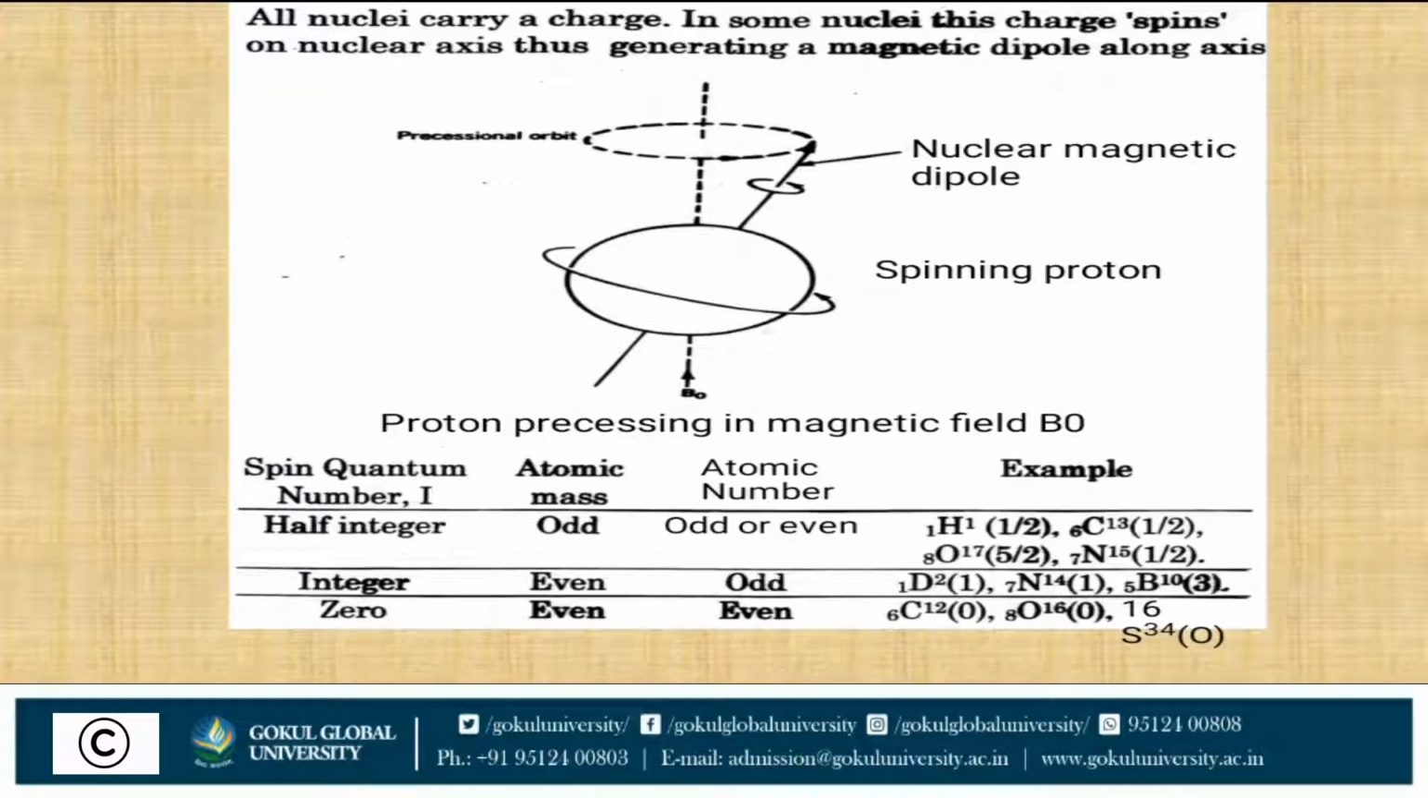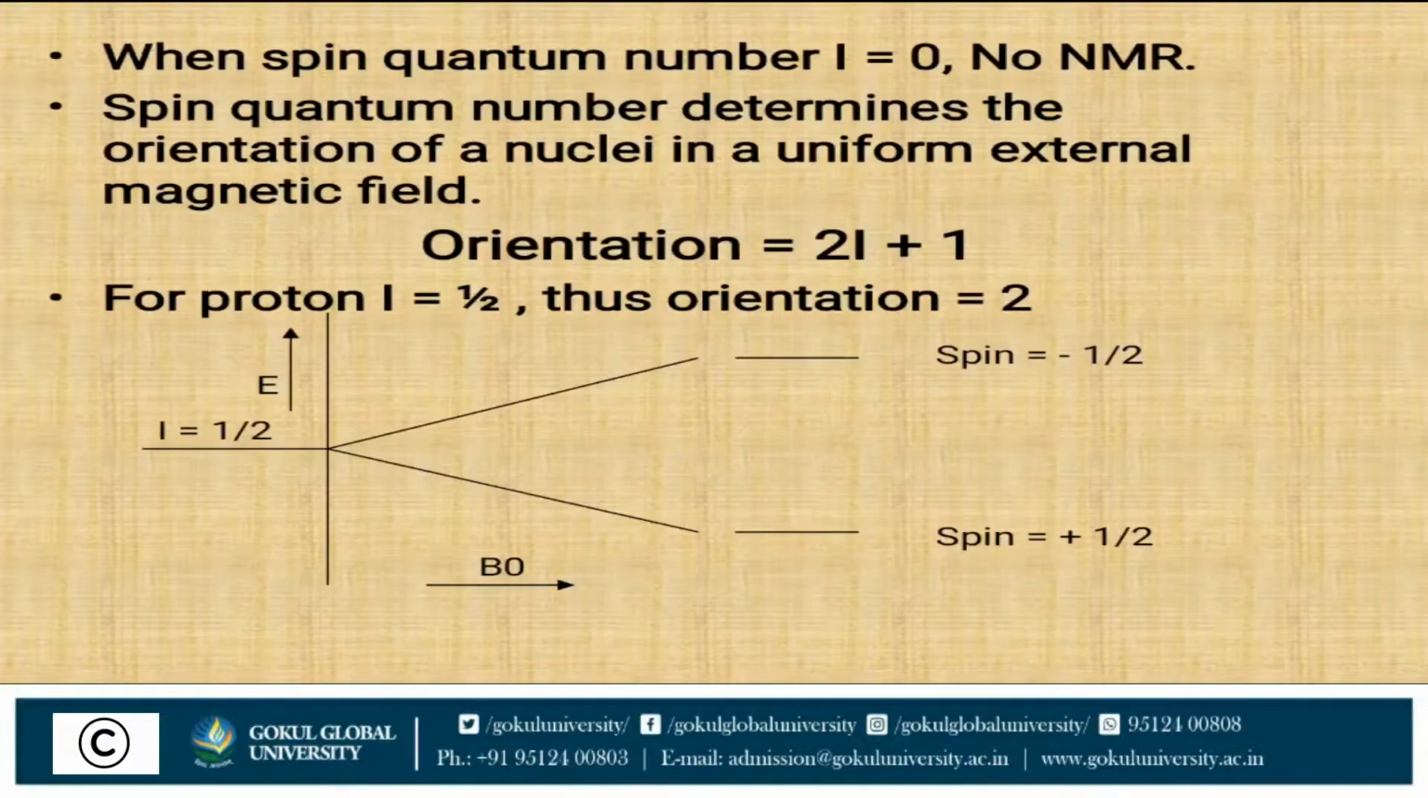If the spin quantum number is 0, then the atomic number and atomic mass are both even. Examples are carbon, oxygen or sulfur; these all have an even atomic mass and an even atomic number. So when the spin quantum number I is equal to 0, there is no NMR. They give no signal and no absorption frequency.